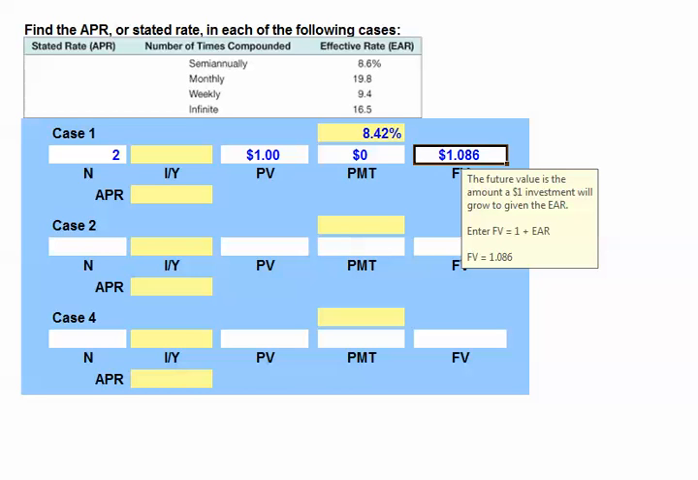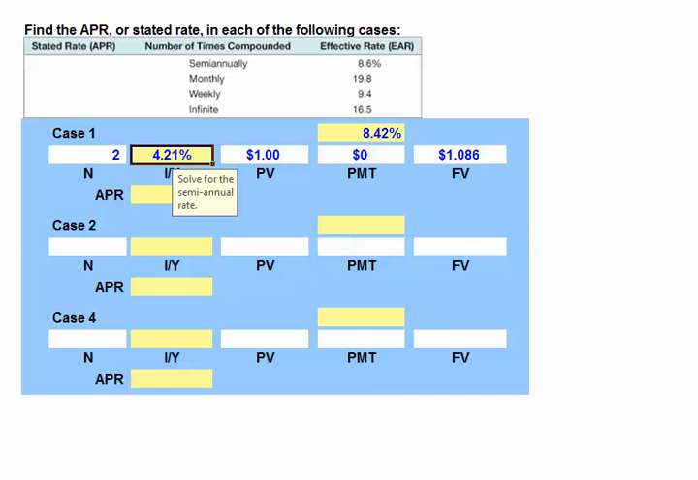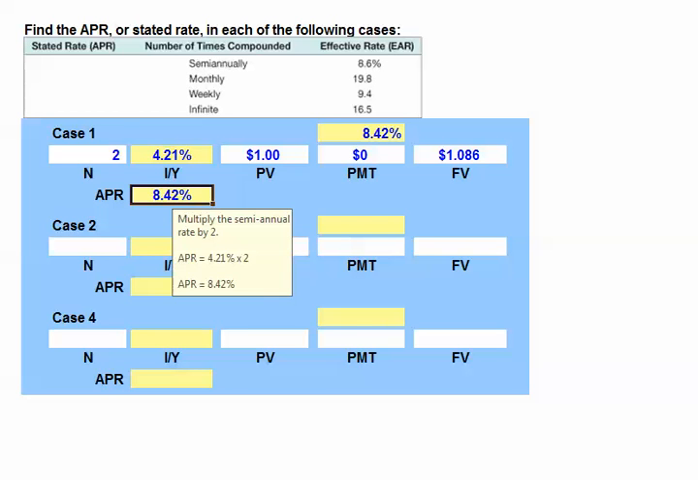This is because with an 8.6% EAR, or effective return, our $1 initial investment, the present value, will grow to a 1.086 future value. Finally, we can solve for the interest rate, and we get a semi-annual interest rate of 4.21%. Then to convert this semi-annual interest rate into the final APR, we simply multiply it by 2 for the number of compounding periods.